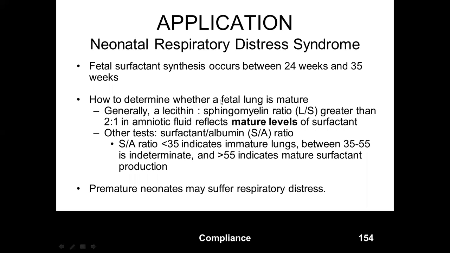There are a number of amniotic fluid tests we can perform. We'll focus on just two. There is a test called the lecithin sphingomyelin ratio. When you run it and you get greater than 2:1, then we can say that the levels of pulmonary surfactant are adequate. So the magic number you have to keep in your head is 2:1, or 2. If the L/S ratio is greater than 2, it reflects mature levels of pulmonary surfactant. There are some other tests we can also do to assess the maturity of the lung. One of them is the surfactant albumin ratio. If the surfactant albumin ratio is less than 35, it's highly indicative of immature lungs. If it's greater than 55, it indicates mature lungs, adequate levels of pulmonary surfactant. Between 35 and 55, we are not too sure.